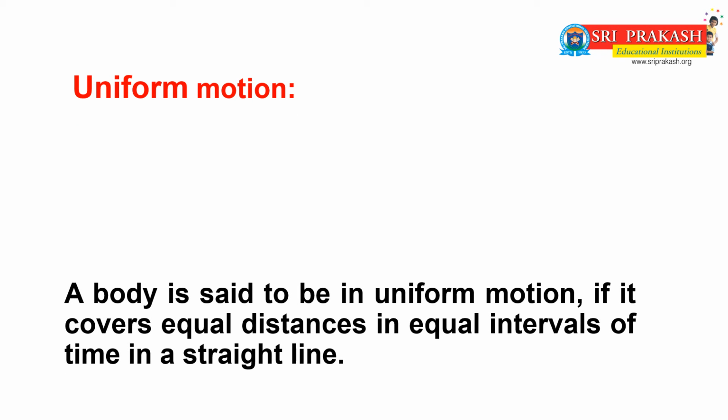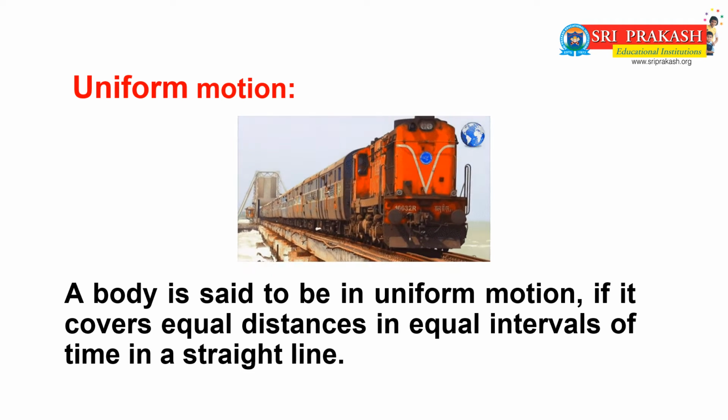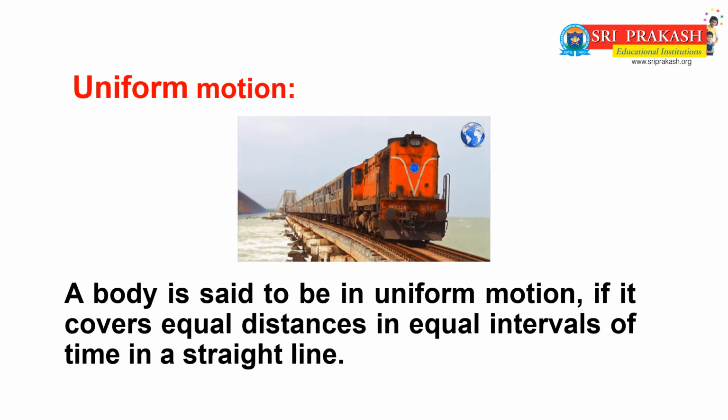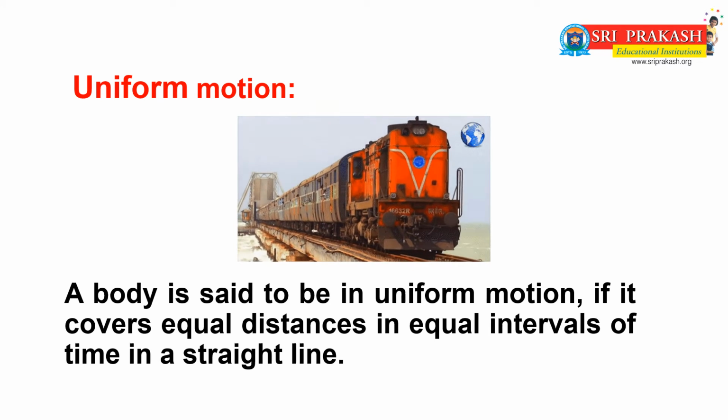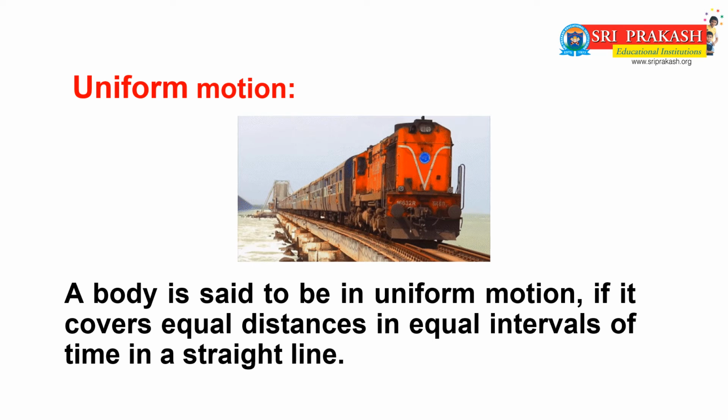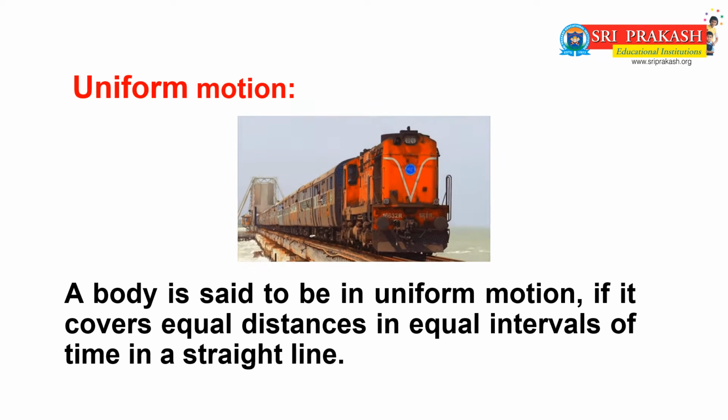Uniform motion. The body is said to be in uniform motion if it covers equal distances in equal intervals of time in a straight line. So there is a condition that the distance should be equal in equal intervals of time and the body should move in a straight line. So it is possible only for a few cases. Consider the case of a train moving along a straight bridge with a uniform speed. Then its motion is said to be uniform motion.